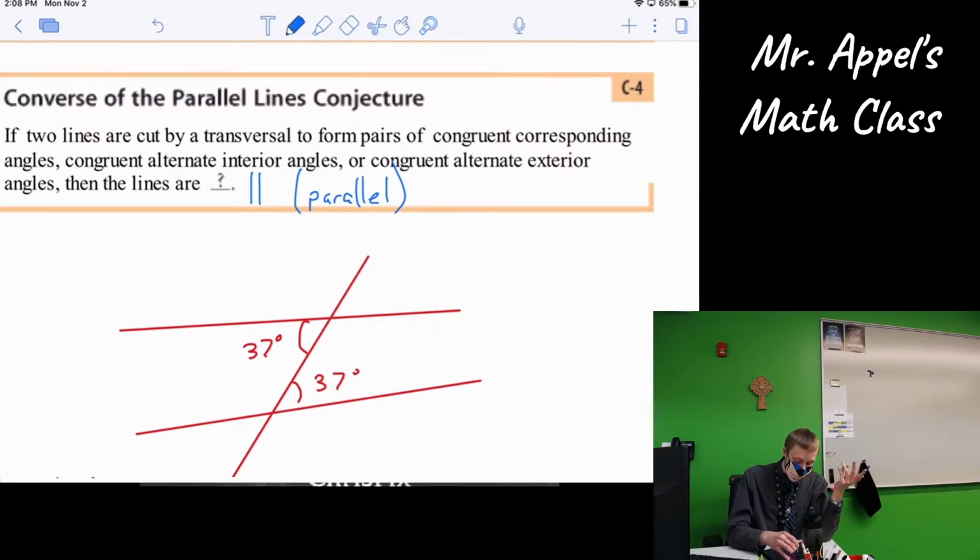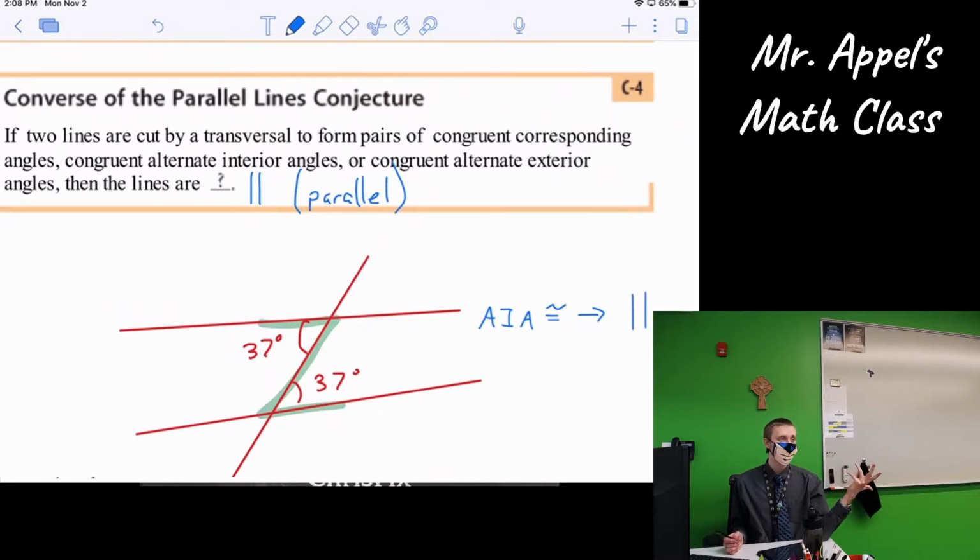And if you believe that, then you would know, because this is, hey, there's that Z shape. These are alternate interior angles, and they're written with the same measure, so they are congruent. If the alternate interior angles are congruent, therefore I can conclude the lines must be parallel. Right? That's a valid conclusion, even though my drawing is sloppy, right?